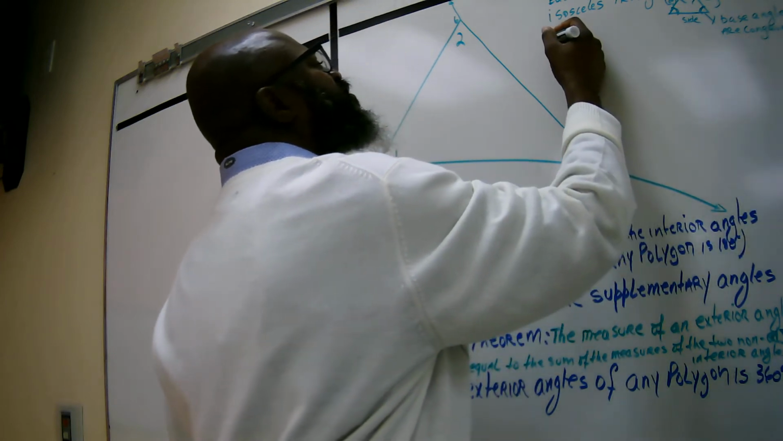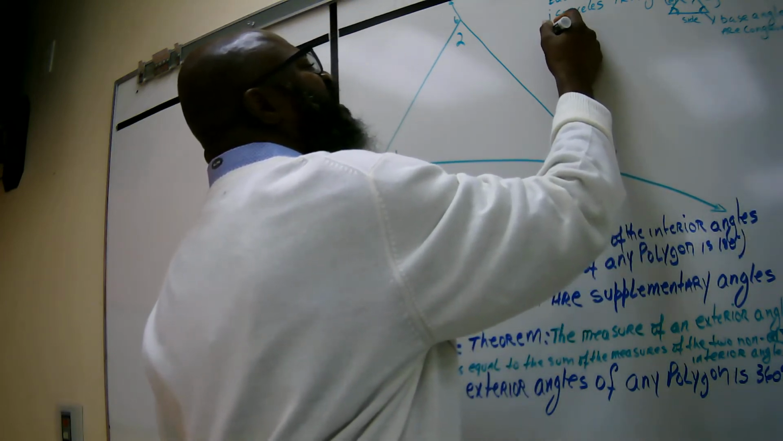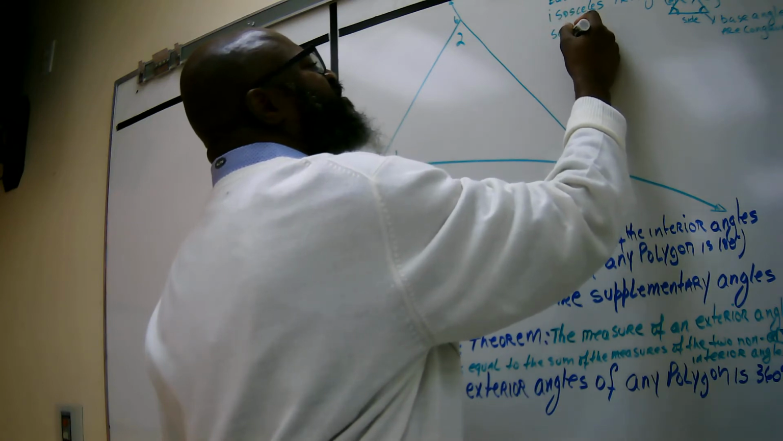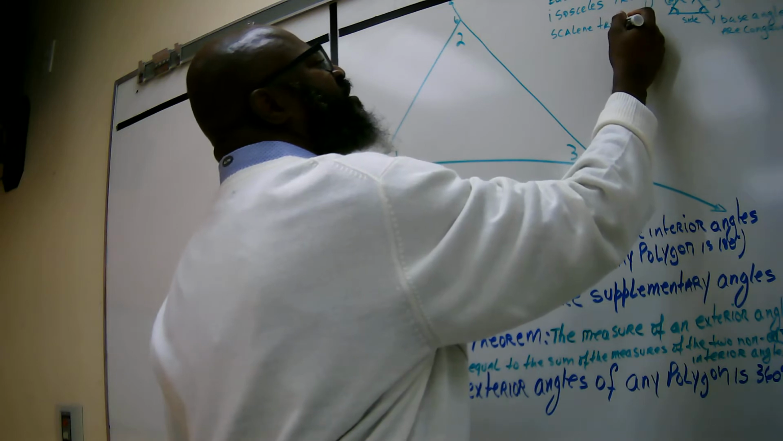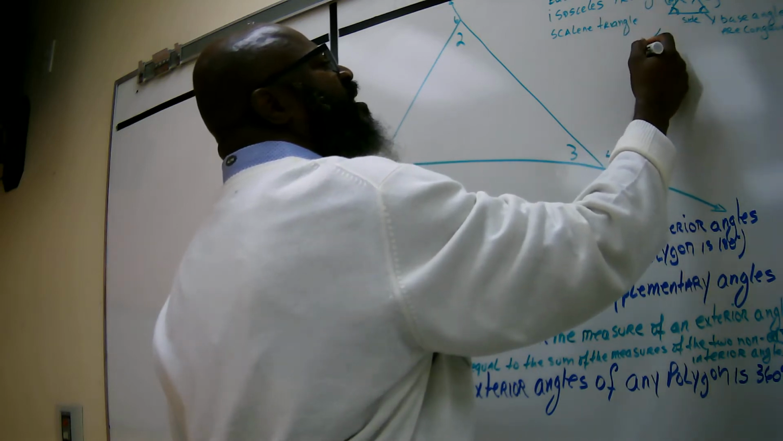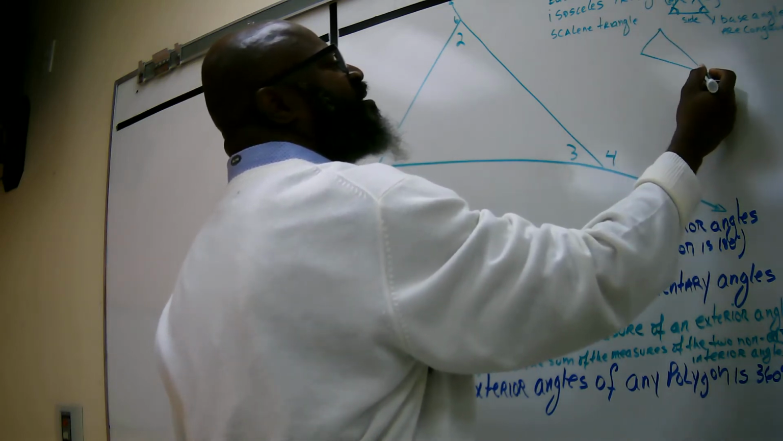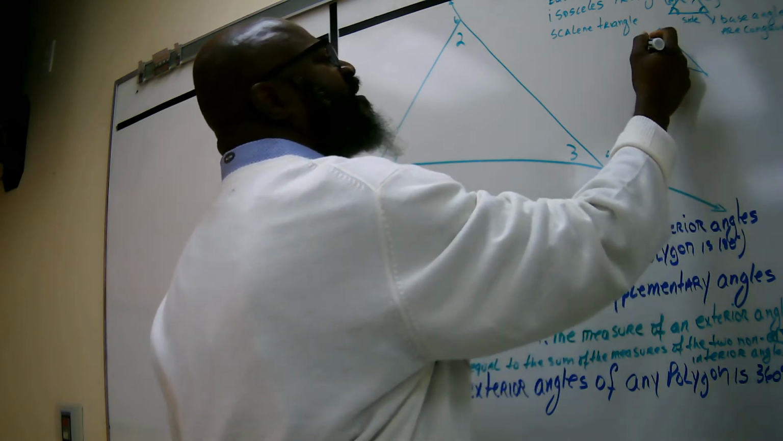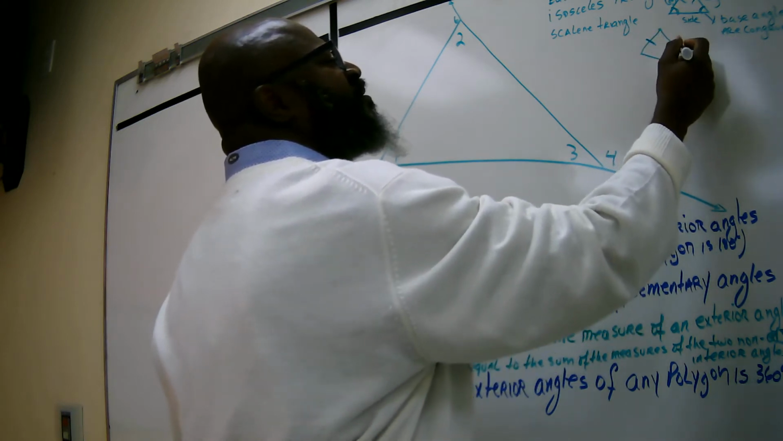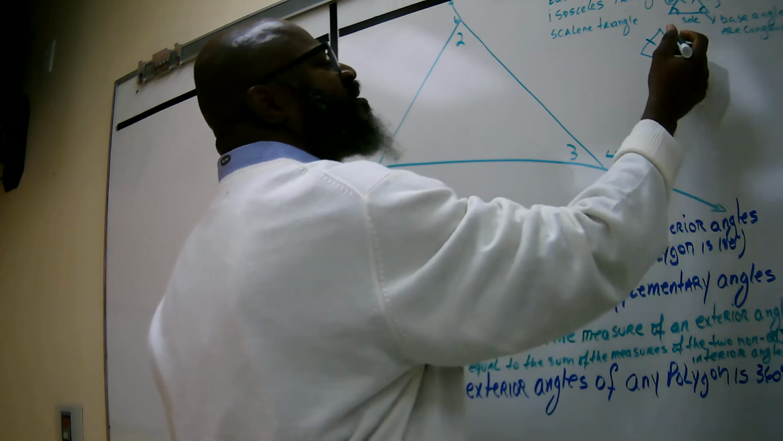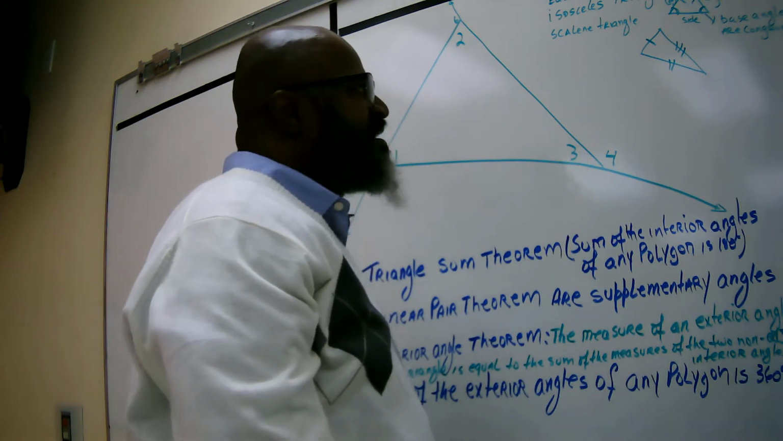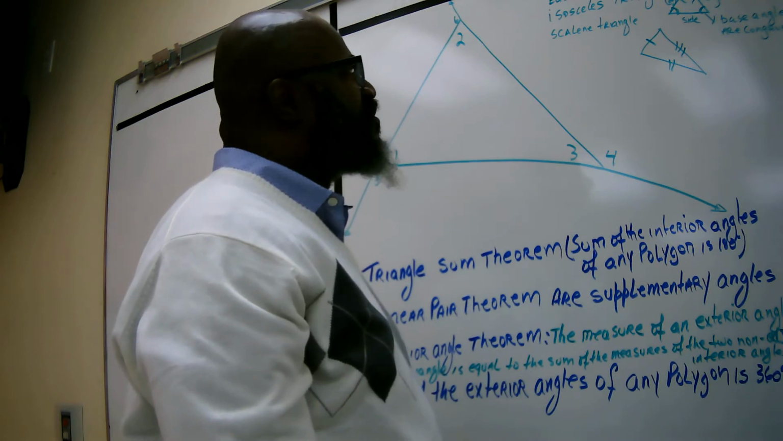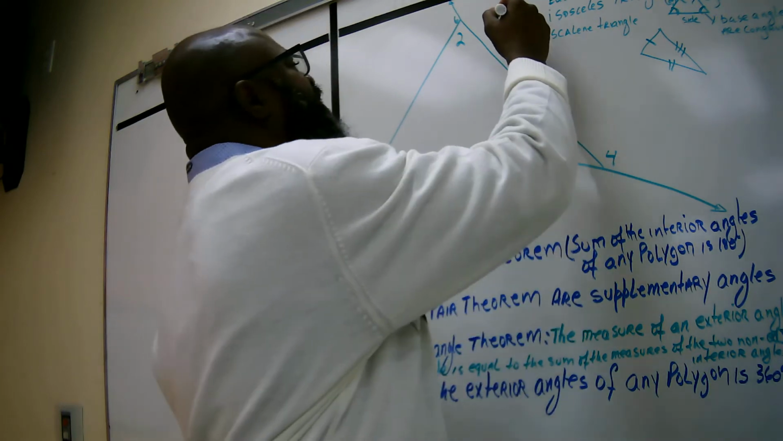The third triangle according to side is called scalene. A scalene triangle has no congruent sides, meaning this is one mark, this is two marks, and three marks. So these sides are not congruent, they are uneven. Those are the three triangles according to side.